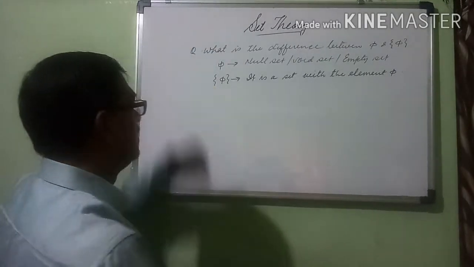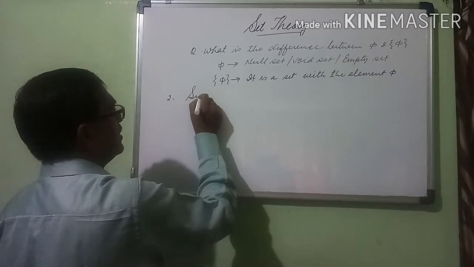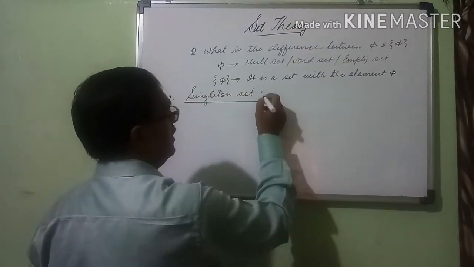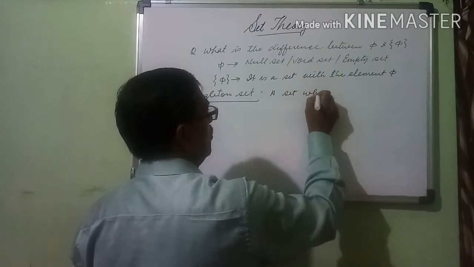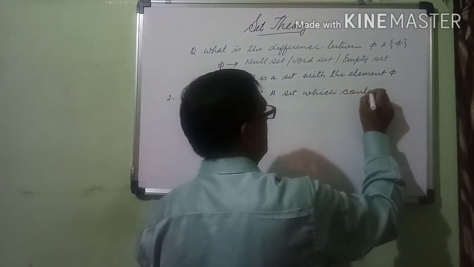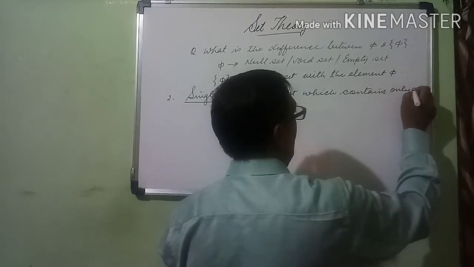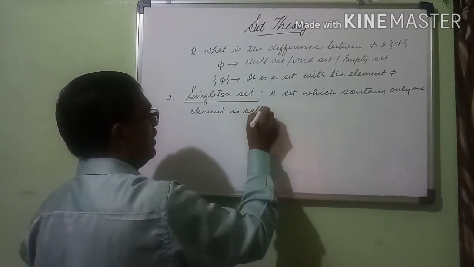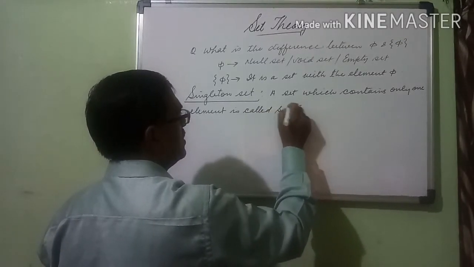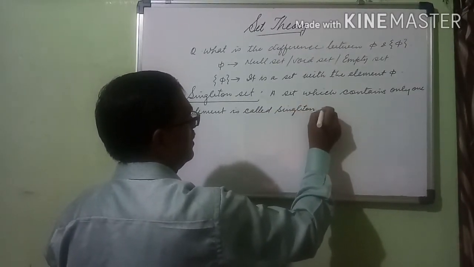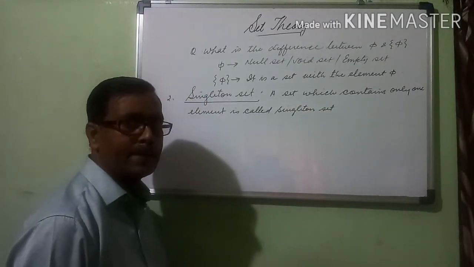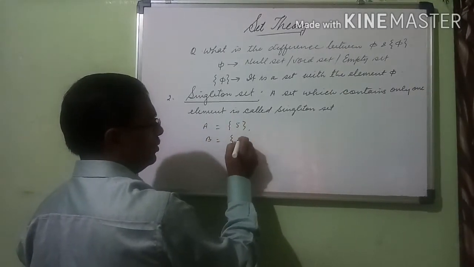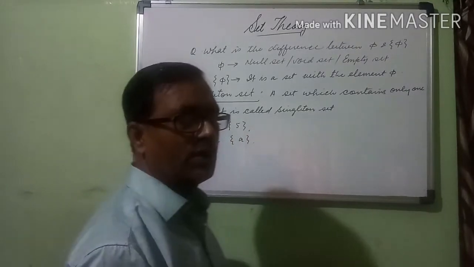So once this phi is written in the curly brackets, it becomes a set, and that kind of set is called a singleton set. So what is called a singleton set? A set which contains only one element is called a singleton set. For example, A is equal to {5}, B is equal to {a}, and so on, because each contains only one element.